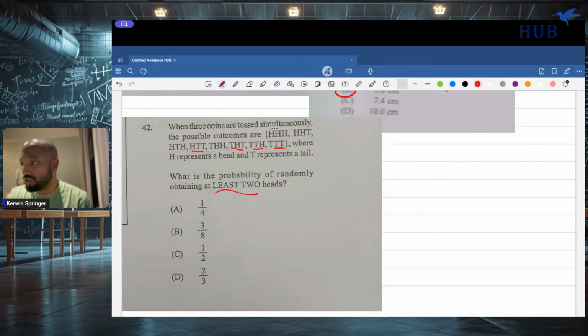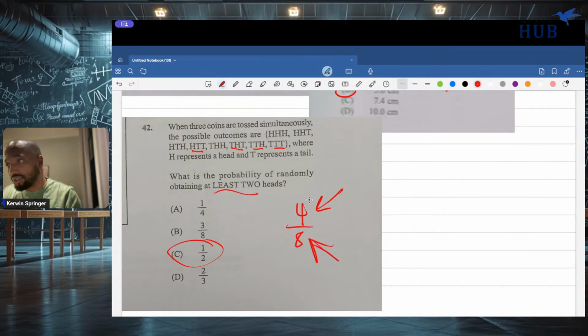So 1, 2, 3, 4. 4 out of 8, a half. Desired outcomes over total number of outcomes. At least 2 heads means if you get 3 heads, you're in too. So there are 4 situations like that.